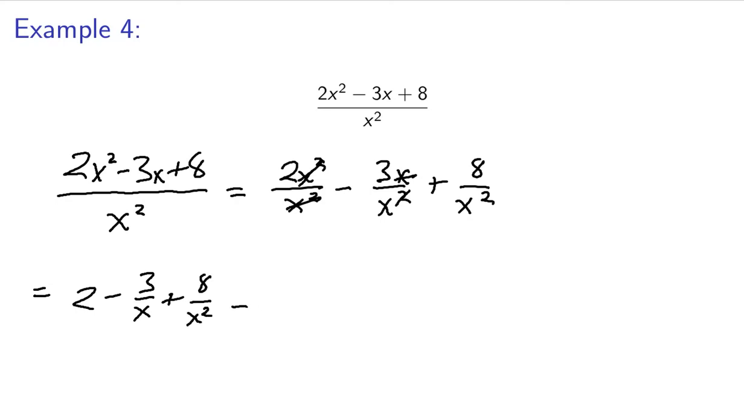And now I want to rewrite this using negative exponents instead of fractions. So 2 minus 3x to the negative 1 plus 8x to the negative 2. And this is the expanded form.